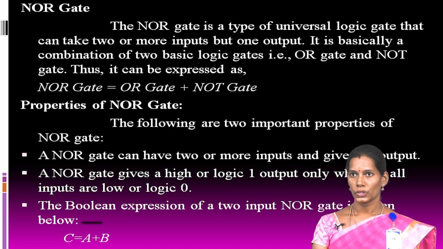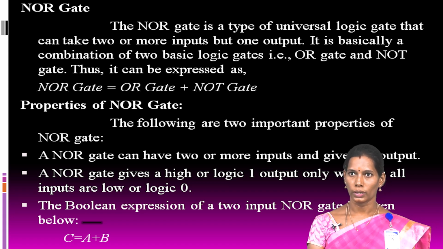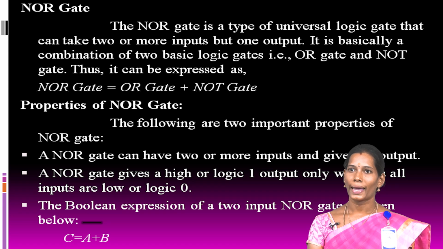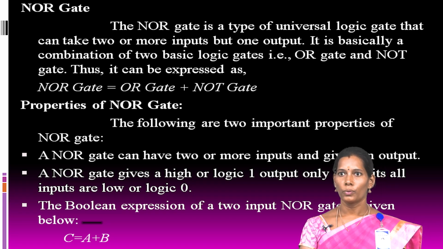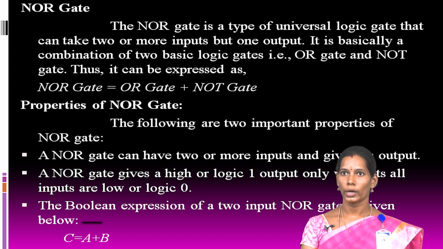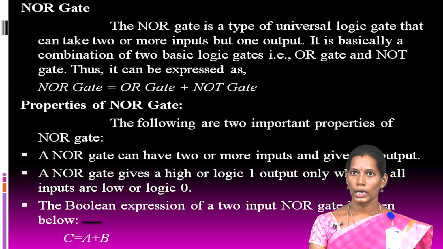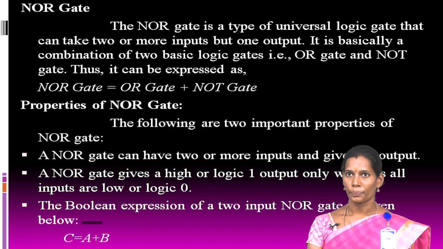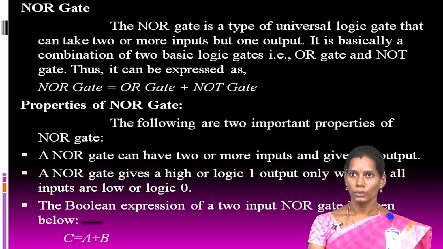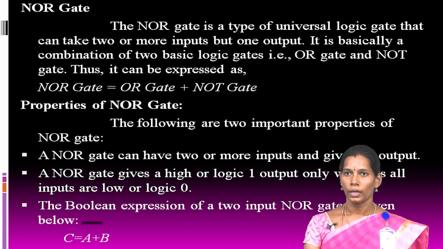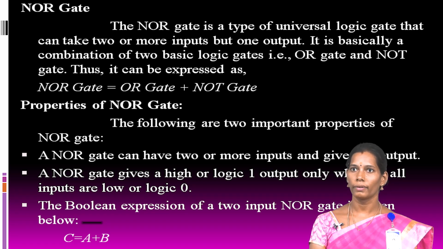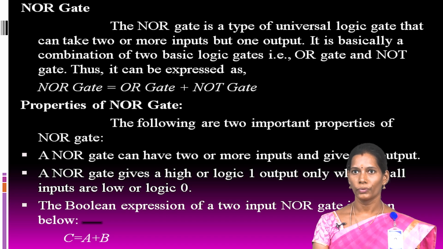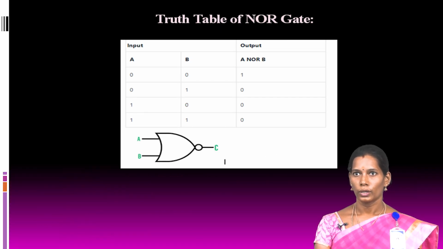Similar to basic logic gates, we can describe the operation of the NOR gate using a mathematical equation called the Boolean expression of the NOR gate. The Boolean expression of a two input NOR gate is given below: C equal to (A plus B) the whole bar. We can extend this expression to any number of input variables. In the above Boolean expression, the variables A and B are called input variables, while the variable C is called the output variable.